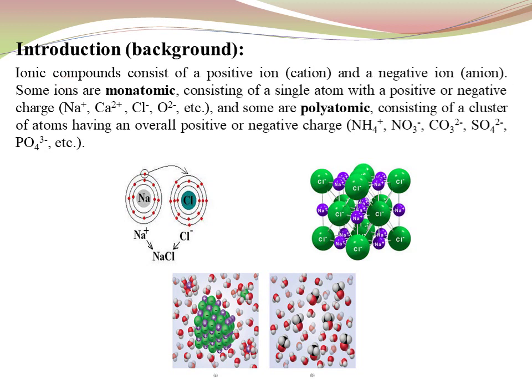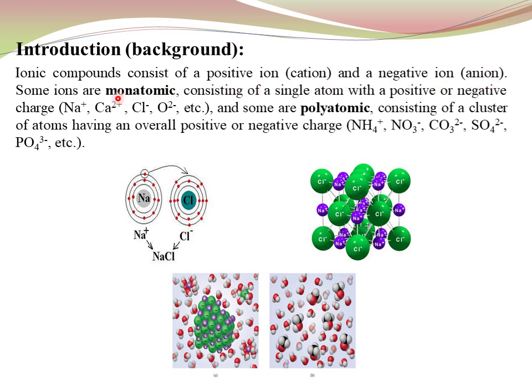Now, ionic compounds consist of a positively charged ion, which is called a cation, and a negatively charged ion, which is called an anion.